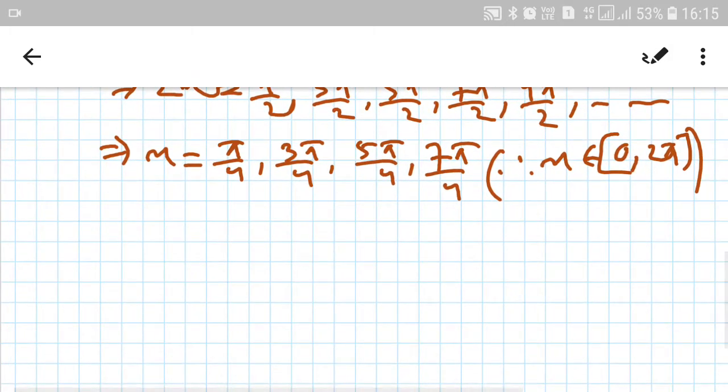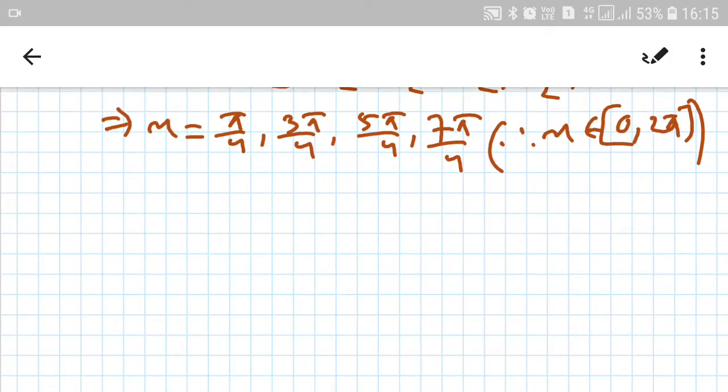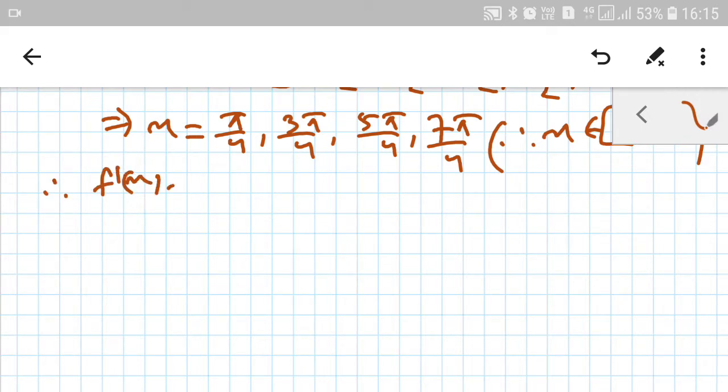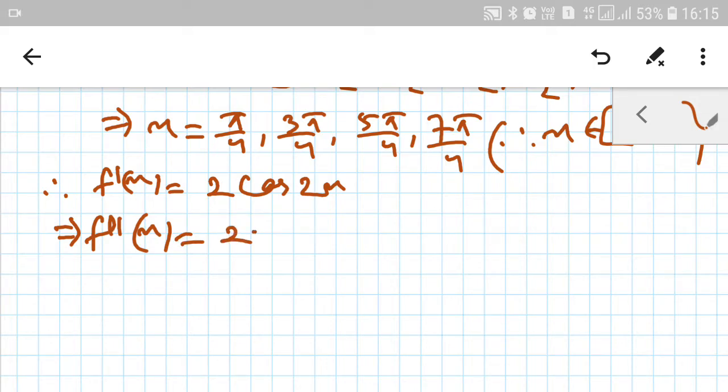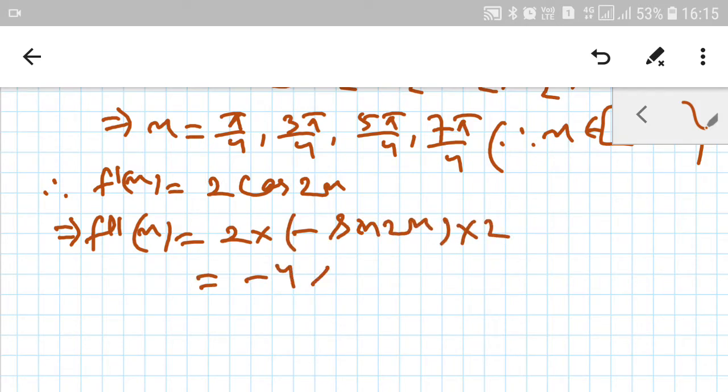After finding x, I have to find f''(x). f'(x), as I have already discussed, is 2 cos 2x. Then my job is to find f''(x). f''(x) equals 2 into the derivative of cos 2x. It will be minus sin 2x multiplied by 2. Again 2 twos are 4. This is negative 4 sin 2x.